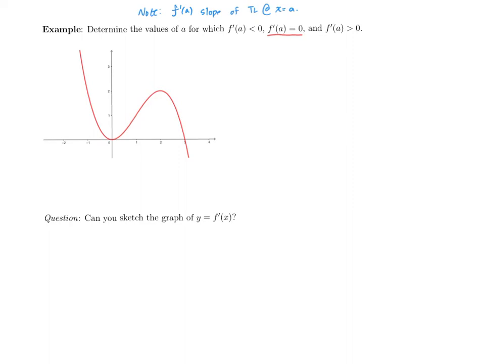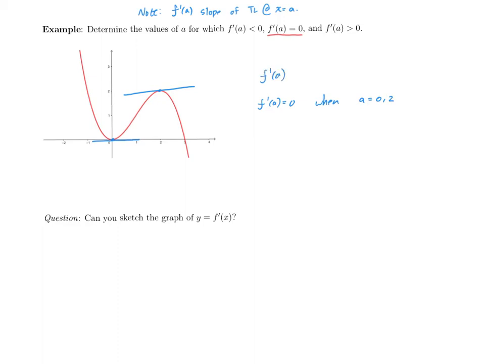And what type of line will have a slope of 0? Hopefully you're thinking a horizontal line. And note it looks as though there are 2 points on this graph where, when we draw the tangent line, it will be horizontal. So immediately what we can note is that f'(a) is equal to 0 at precisely 2 values, when a is equal to 0 or a is equal to 2.